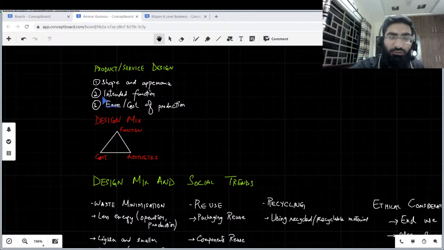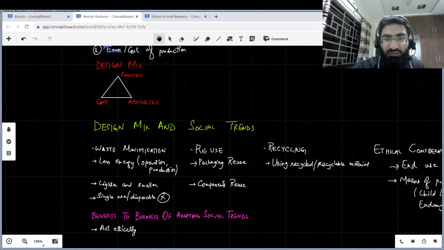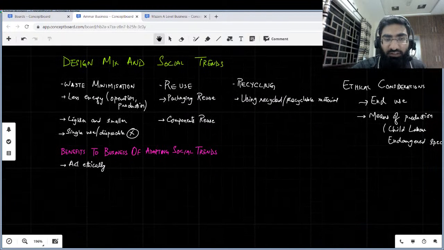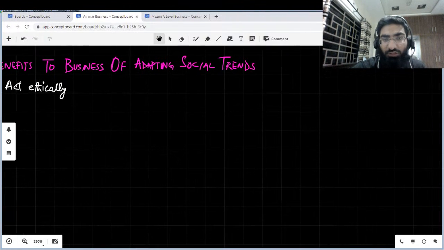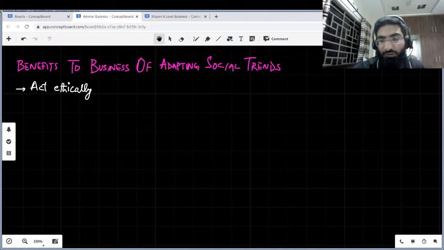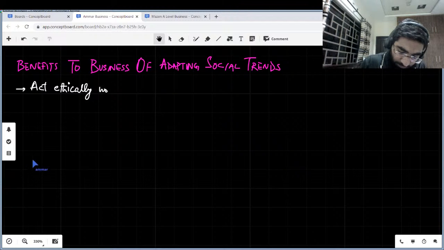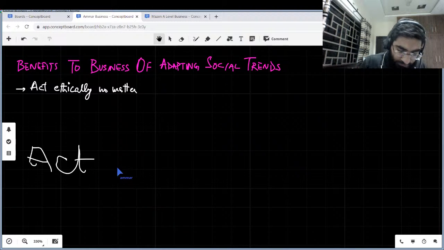So the things again: design mix, and design mix and social trends, and what benefit would a business get for adapting to these social trends while designing its product. Right. So for the social trends, one thing that we said last time was the ethical consideration. Now we are saying the benefit to businesses is that they have to act ethically no matter what, whether people support it or not, on any particular thing that the business finds to be ethically correct.